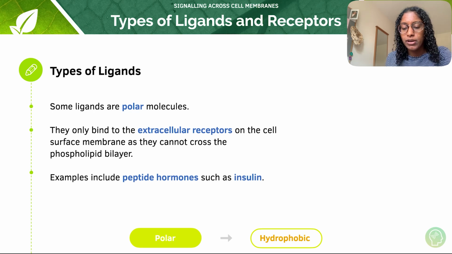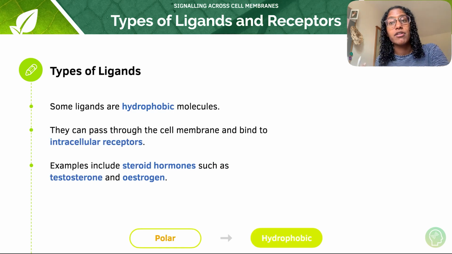But let's look at polar molecules first of all. They only bind to the extracellular receptors on the cell surface membrane, as they cannot cross the phospholipid bilayer because they're polar, they have a charge. Examples include peptide hormones such as insulin.